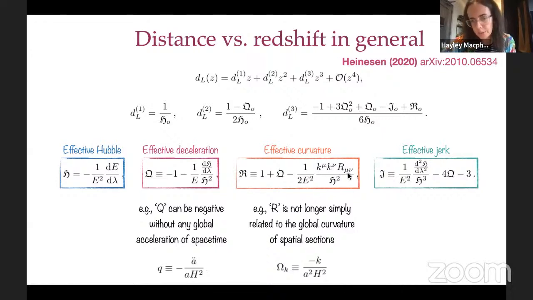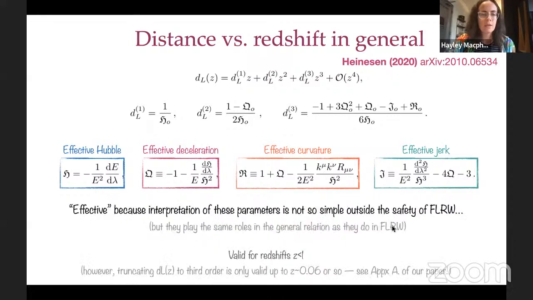So we still have this term here, which is coming from the 4 Ricci tensor of the space-time, but there is no simple relation to the spatial curvature anymore. And so that's just the reason for naming them effective parameters. And similarly with the FLRW metric, this is valid for low redshift, so redshift less than 1.